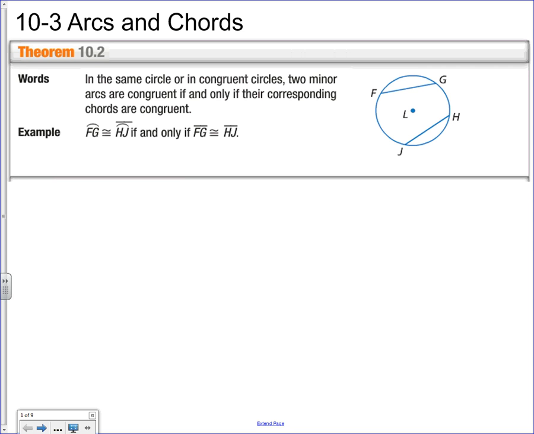In the same circle or in congruent circles, 2 minor arcs are congruent if and only if their corresponding chords are congruent. So this is if chord segment FG and JH are congruent, then the arc FG and the arc JH are congruent. If arc FG is congruent to arc JH, then the 2 chords are congruent. I'm not sure what's happening here. Ignore the extra bar there. I did copy this off of the book, and apparently the book has it in there as well. So it should just be the arc, not with a segment over it.